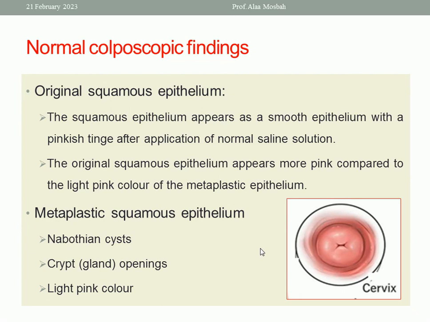Okay? In metaplastic squamous epithelium, you may find Nabothian cysts and crypt openings, and of course, as I said, it is light pink in color. This is the metaplastic.